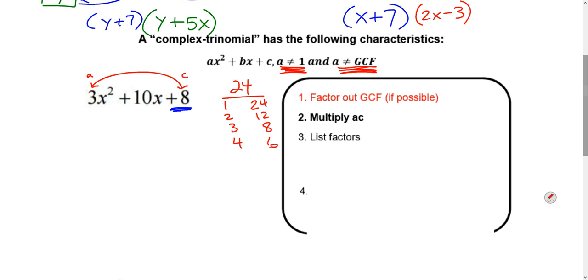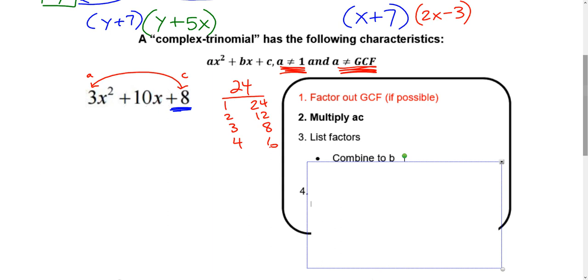After we make the list, this is kind of like the simple ABC stuff. We're going to try to pick the pair that makes B, just like before. So out of that list, which pair is going to make 10? I'm going to circle that one.